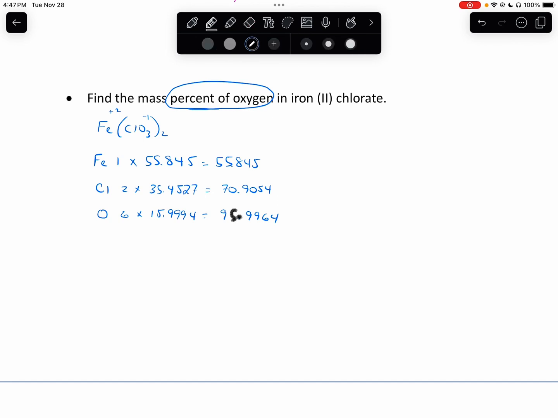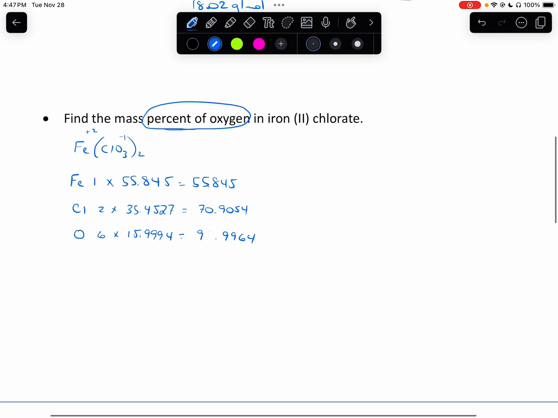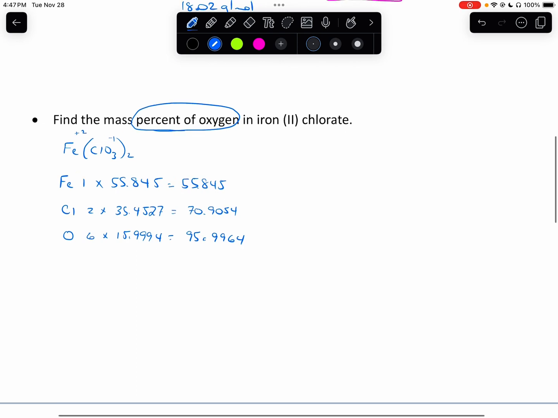I changed colors there. Let's try that again. 95.9964. We add those up and we get 222.75. Remember, our label is grams per mole on molar mass.